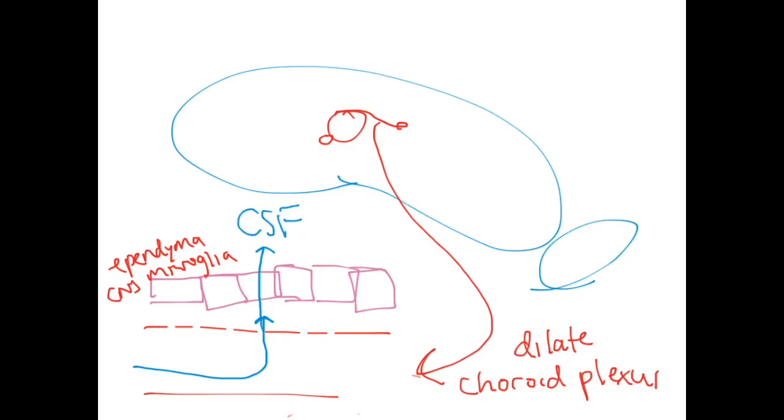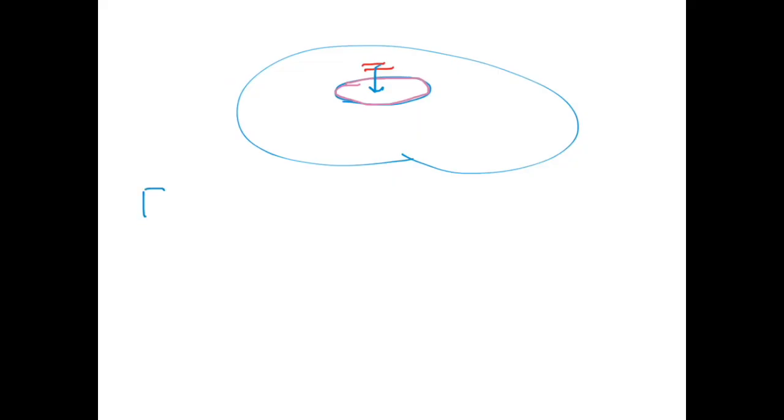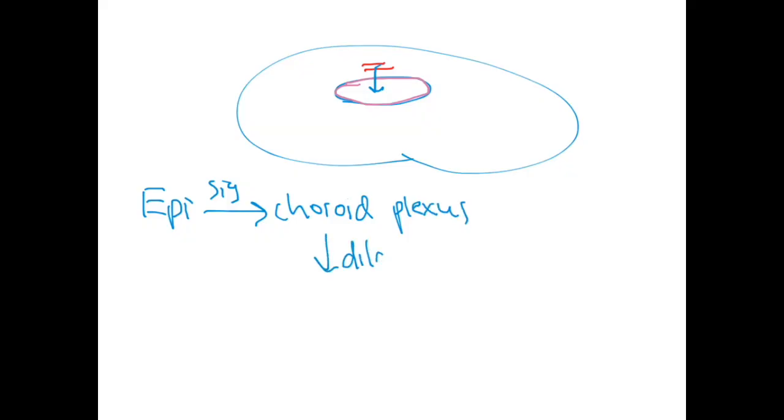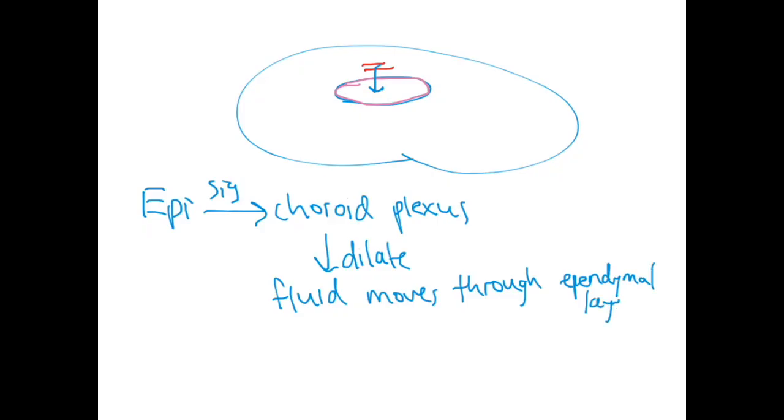So epithalamus, and I'll write some steps out. Epithalamus sends a signal to the choroid plexus. This choroid plexus is going to dilate, and then the fluid moves through the ependymal layer. And it's now called cerebrospinal fluid.